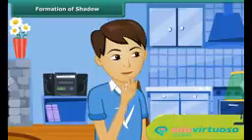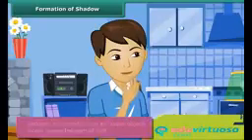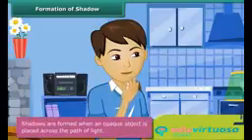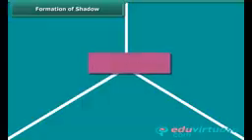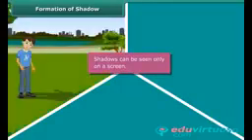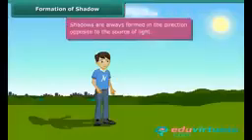You're also curious to know the direction in which shadows are formed. Shadows are formed when an opaque object is placed across the path of light. Shadows can be seen only on a screen. The ground, walls of a room, building, and other such surfaces act as screens for shadows. Shadows are always formed in the direction opposite to the source of light.